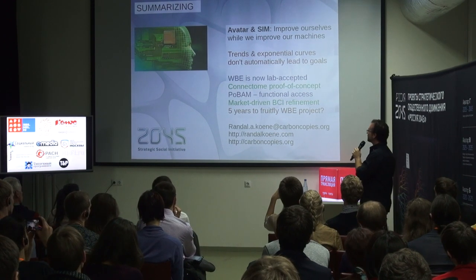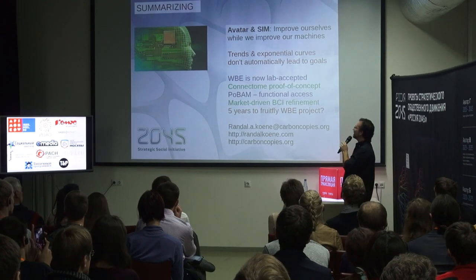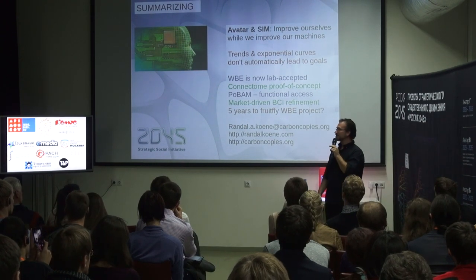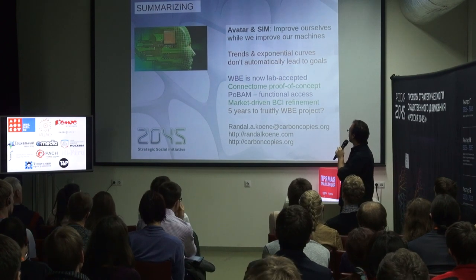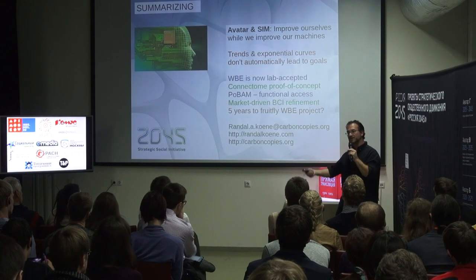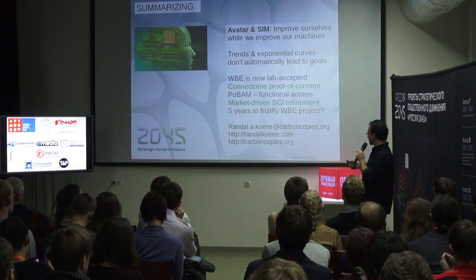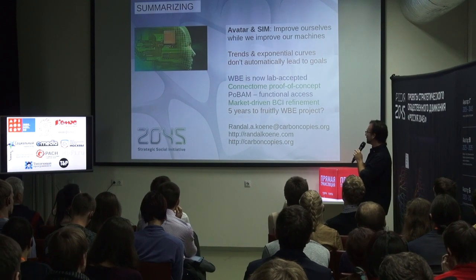Whole brain emulation is now something that's accepted in labs. Connectomics has got proof of concepts. The POBAM group is working on the functional access. Brain-computer interfaces can be a market-driven way to get rapid improvement in the development of these types of neural interfaces. And as I said, maybe in 5 years we can do something like the fruit fly project.